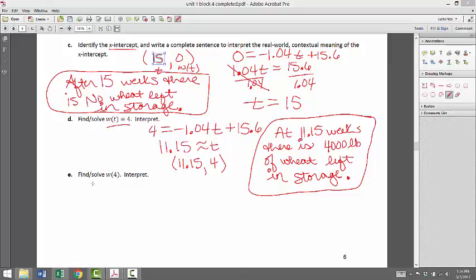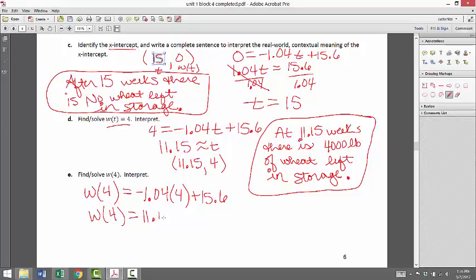And lastly, we want to find W of 4. So instead of W of t, it's W of 4. So we're replacing the t with 4. We're evaluating the function at an input of 4. So I'll just pop that expression into my calculator. I'm getting 11.44. So W of 4 is 11.44. And that's saying after 4 weeks, there's 11,440 pounds of wheat remaining in storage.